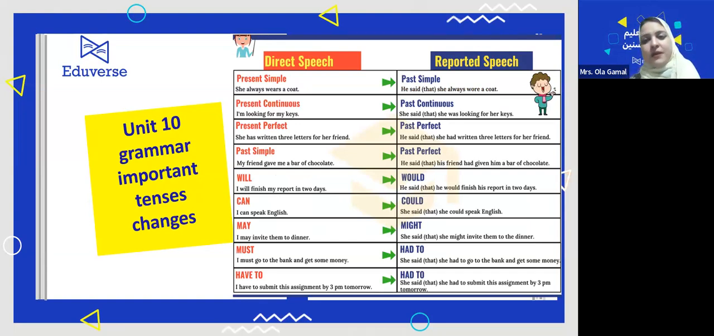As we know, present simple becomes past simple, present continuous becomes past continuous, present perfect becomes past perfect, past simple becomes past perfect, will becomes would, can becomes could, may becomes might, must becomes had to. And put this in your mind for must: must becomes had to, and also have to becomes had to.